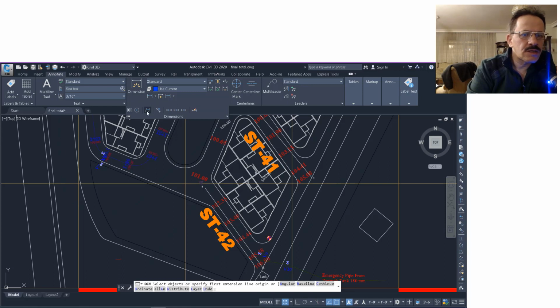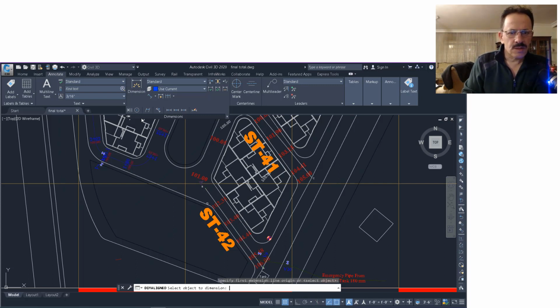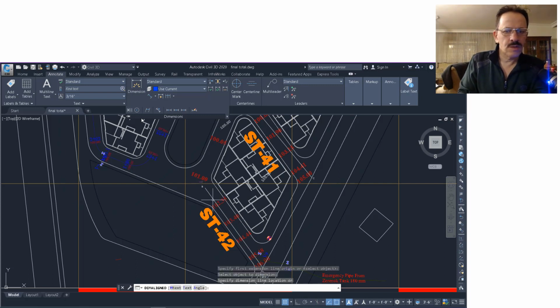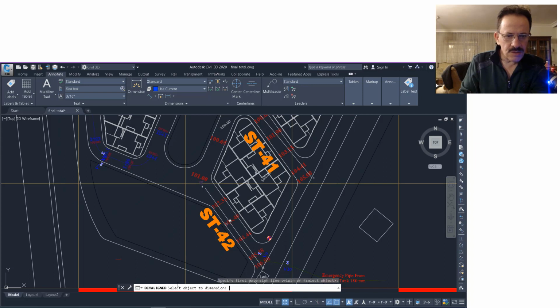I will go with the inclined dimensions. Here's the inclined dimensions, aligned dimensions. So I want to see the dimension from A to B. You can do that, or you can just pick this line and enter to find the dimension.